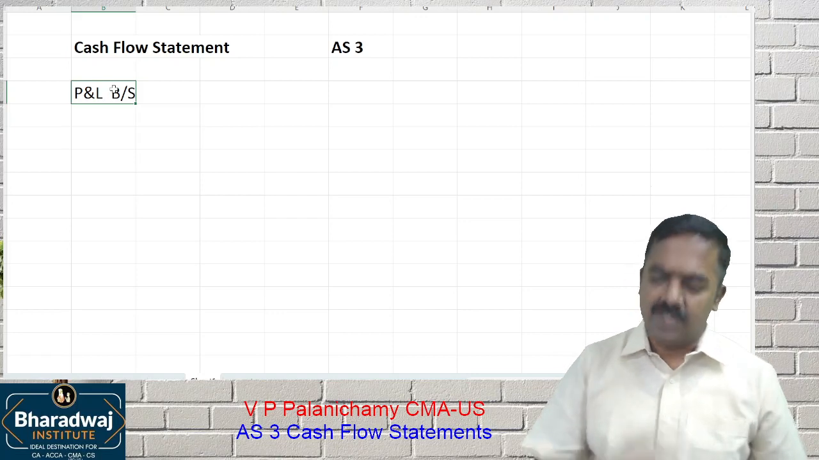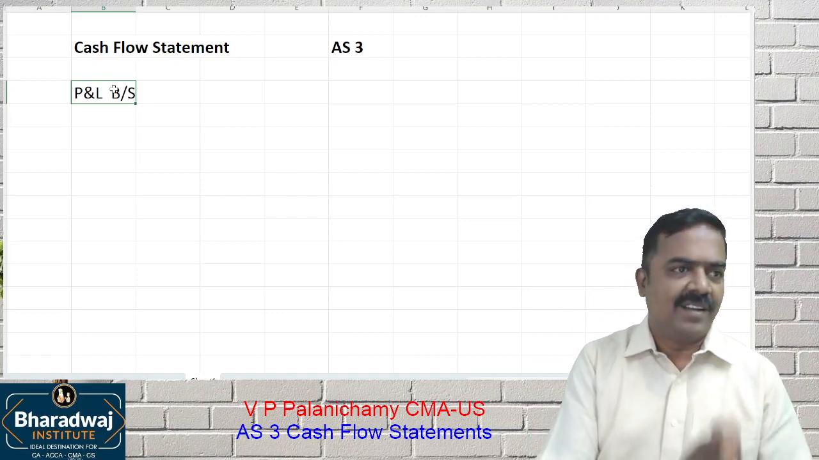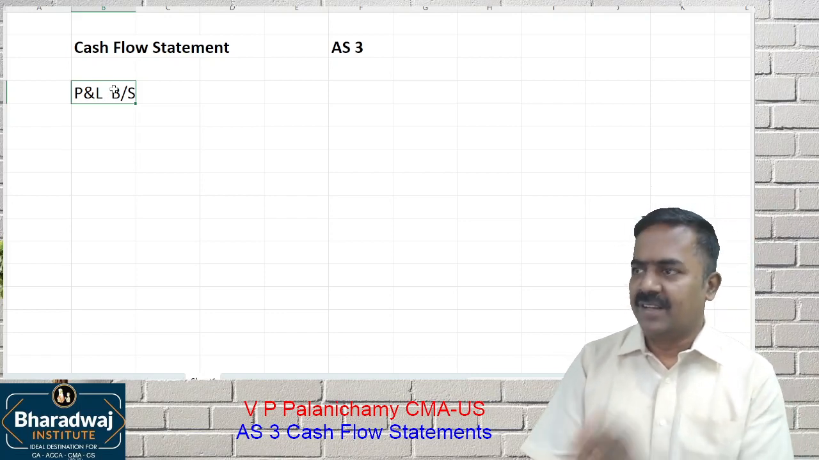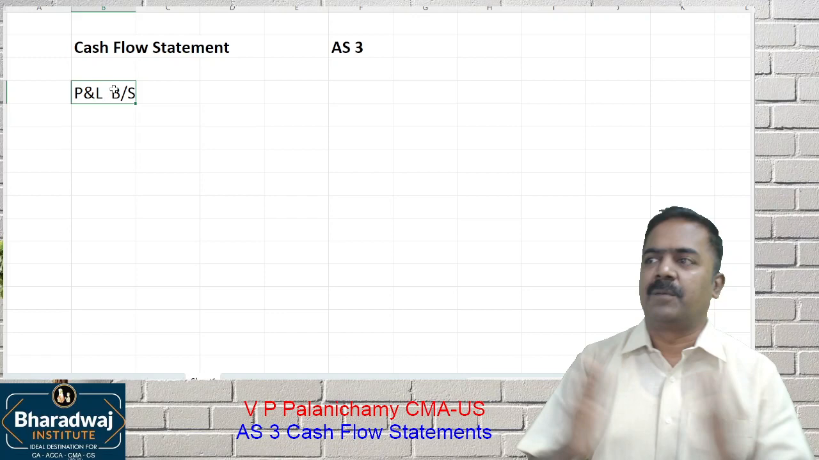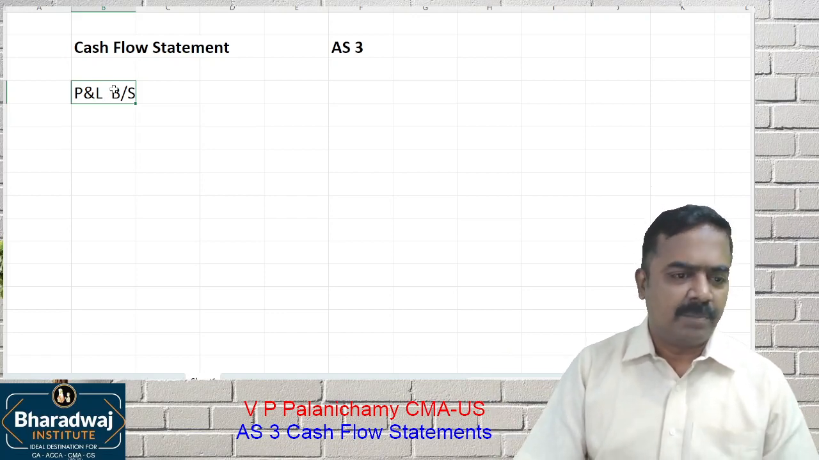P&L account and balance sheet. You will look into the P&L account and balance sheet, like we see the past behavior of a person. Like that, we will see the past financial performance. What is the profit? What is the balance sheet for the past 4 or 5 years? You will look into that. That is one of the parameters.